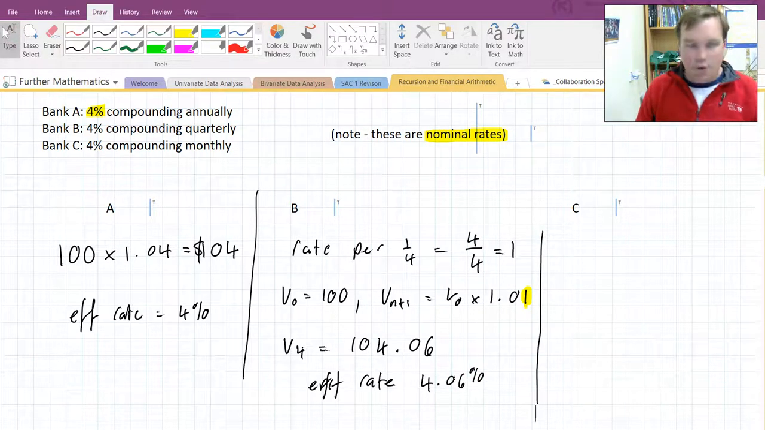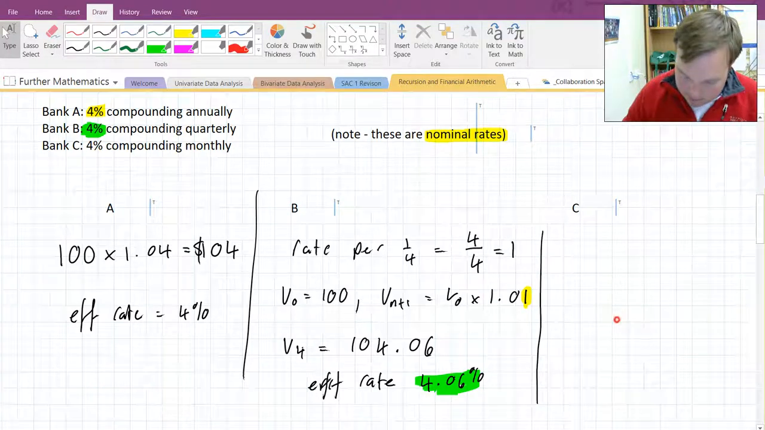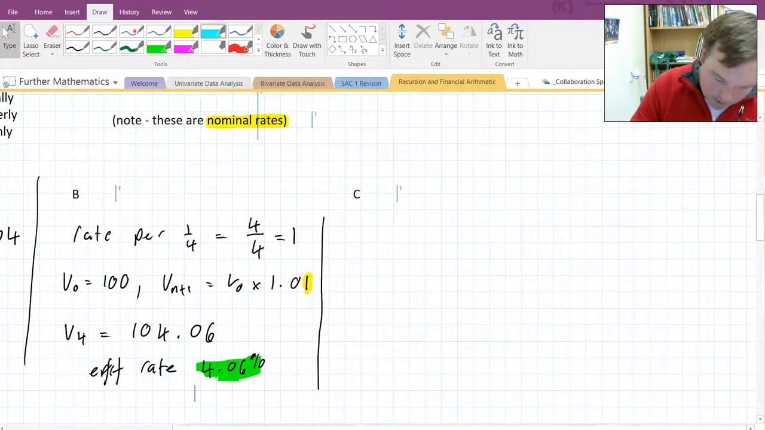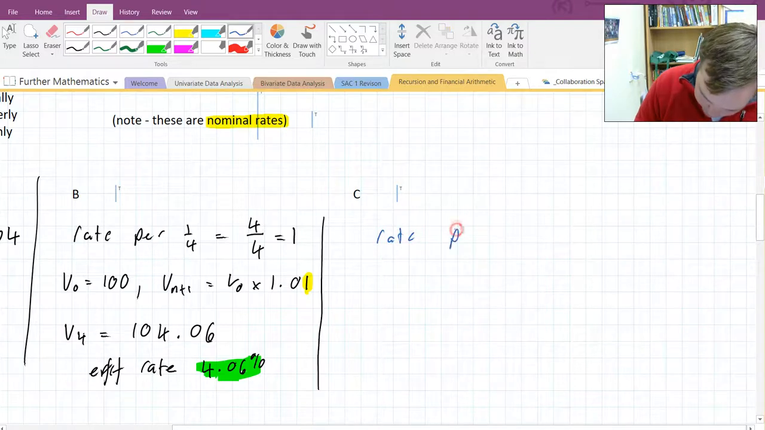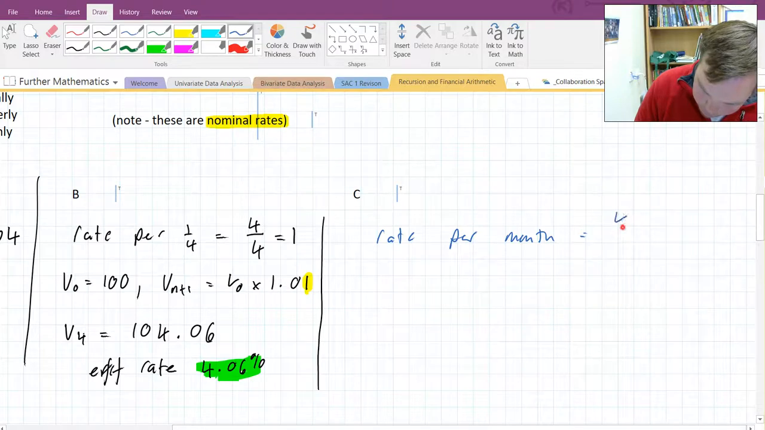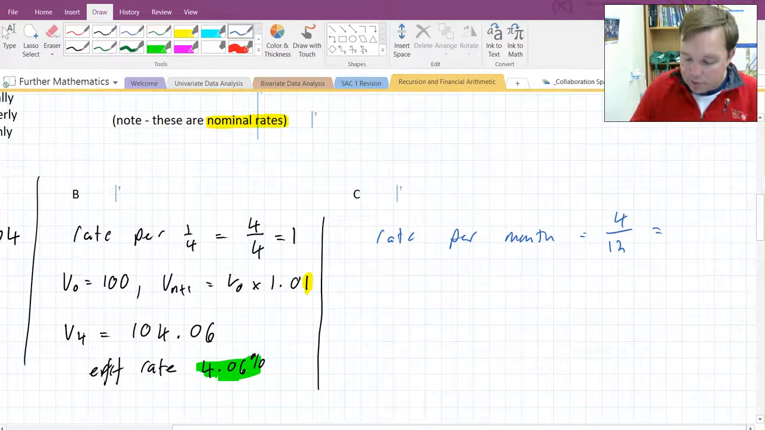Okay. So note that even though we started with a 4% nominal rate, and the 4% nominal rate is here, the effective rate is in fact higher than the 4%. All right. Now you might guess what will happen with monthly, but let's play it out. So the rate per month is equal to, well, the 4% divided by the number of months in a year, because that's how often the interest will be charged. So 4 over 12 is, well, 1/3%.